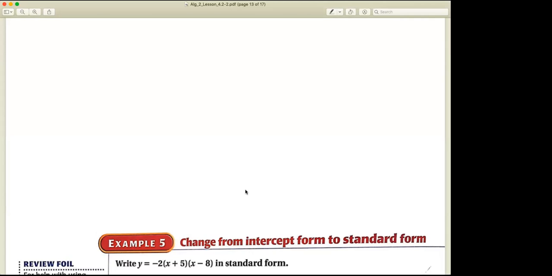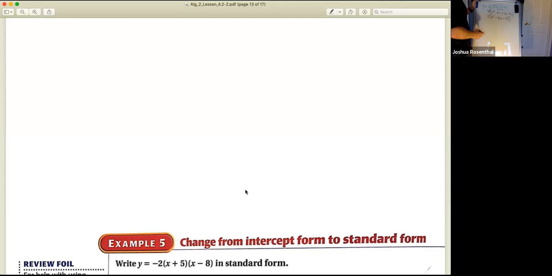Wait, why are we doing this? Because that's what it asked us to do. It asked us to write it in standard form. Oh, okay. And then you just distribute the -2. Be careful with your negatives. And then we fulfilled what it wanted us to do. Questions about that?